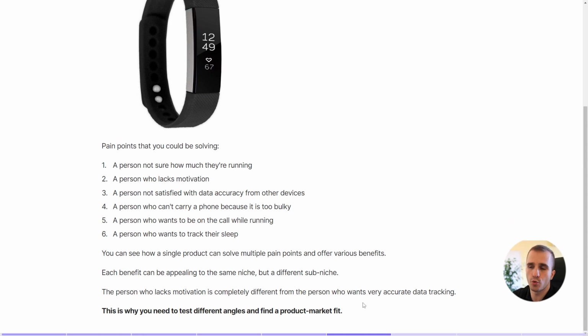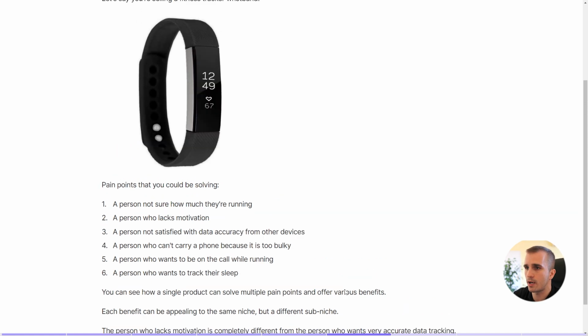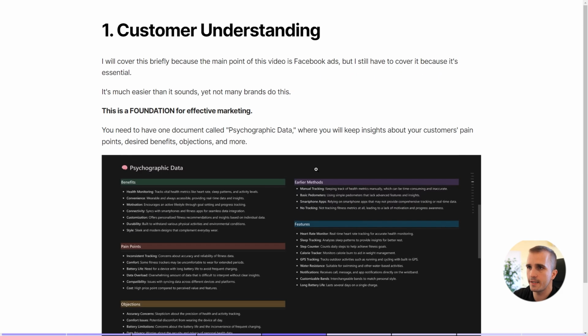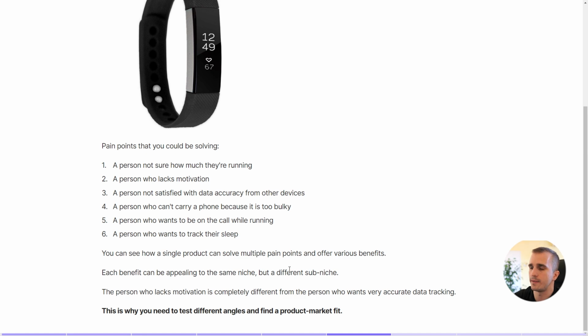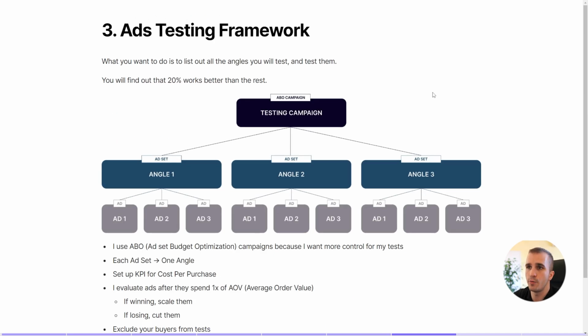For now, I just want you to understand that the product you're selling can provide multiple benefits, and your job is to find which benefit is the most important to your customers. So just do the psychographic data and list out all the different benefits and angles that you can target them with. In this next section, we're going to cover how you should test these different angles. What I want to do is list out all the angles and test them. You will find out when you're testing that 20% of the angles and benefits work better than the other 80%. So how do you actually test all these angles and find out which one works the best?